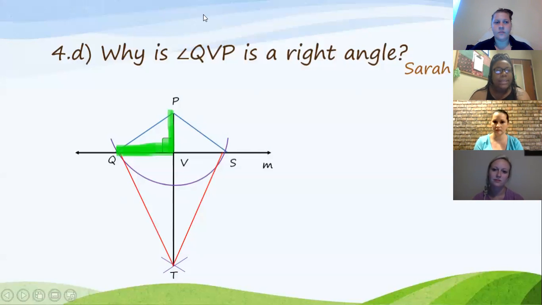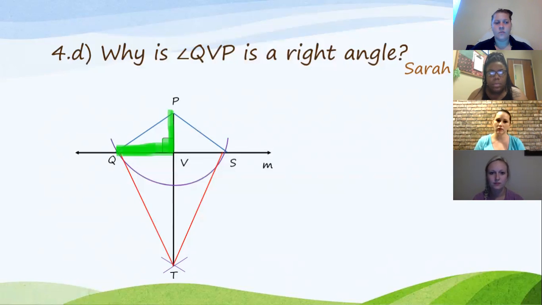Sarah, why is angle QVP a right angle? Okay, so this is a really good question. We notice that angle QVP is on the top half. So we have line M going through our line segment of P to T. What we see here is we have 2 angles, and it's showing us that it's a right angle, but why is it? We know that when we have a line, it's going to measure 180 degrees.